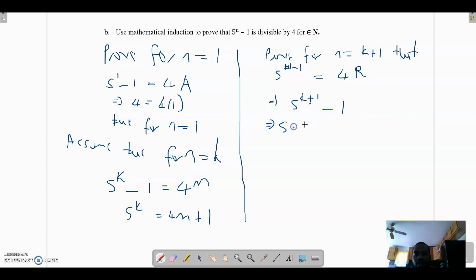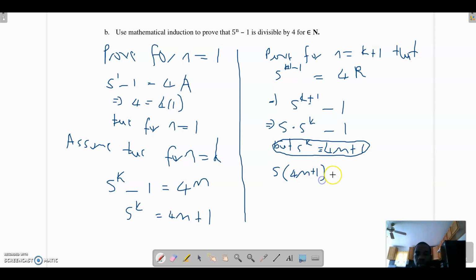So I'm going to start by rewriting this. This becomes 5 times 5 to the k minus 1. Alright, but we know that 5 to the k is 4m plus 1. Of course, this is from my assumption step. So this is going to become 5 times 4m plus 1 minus 1, which we can say 20m plus 5 minus 1. This can be written as 20m plus 4.